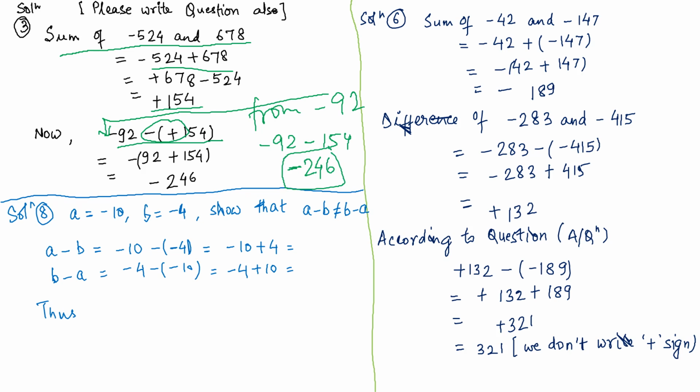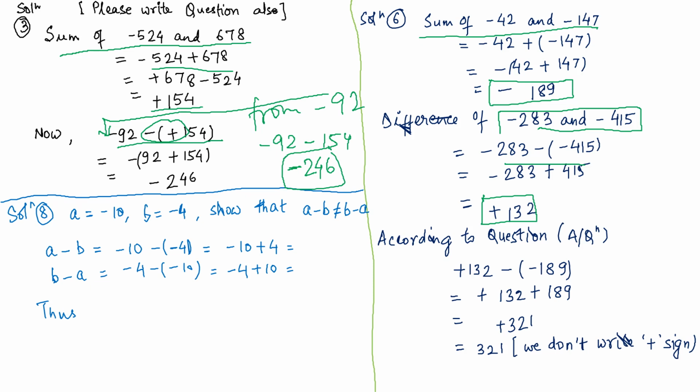Okay. Question number 6, they are talking about two numbers whose sum you have to find. Sum means you will add, and you will get the answer as minus 189. Then two other numbers are given, their difference you have to find. Difference means you will do the subtraction, the first number minus the second number, and you will get a particular answer. And then according to the question, they are asking that you subtract the sum of the first two numbers from the difference of the other two numbers. So this is how it will be done.